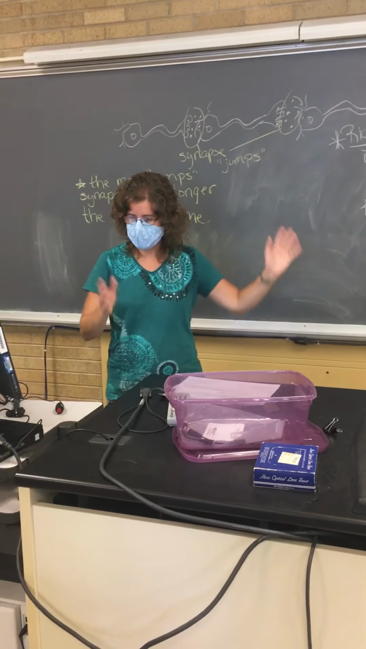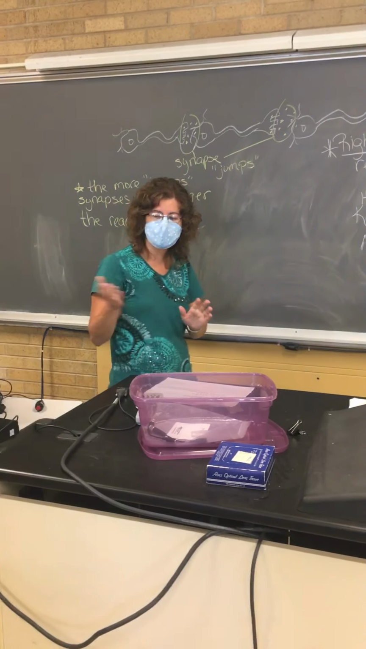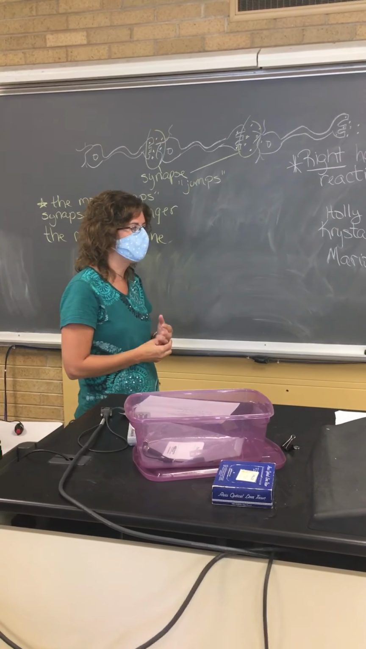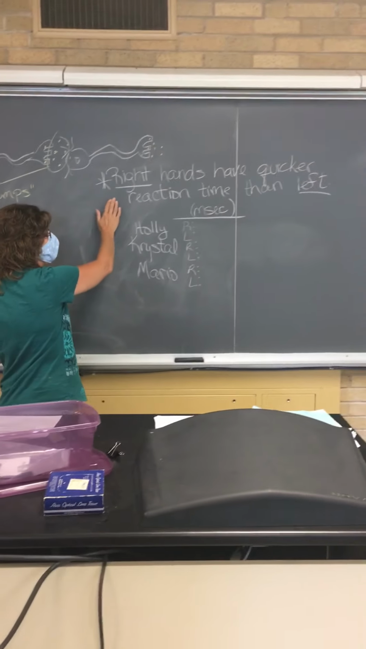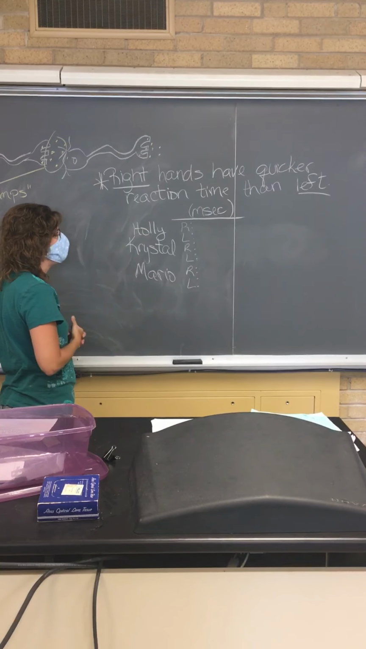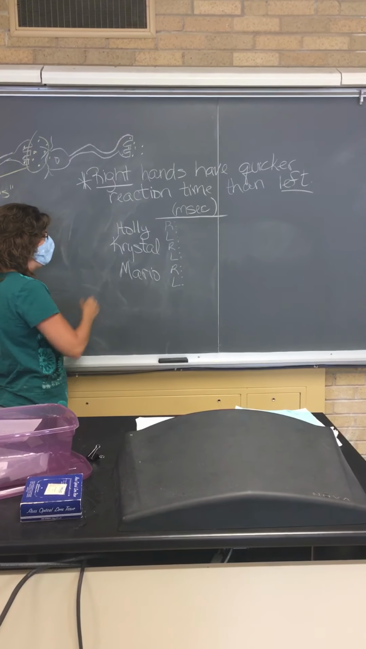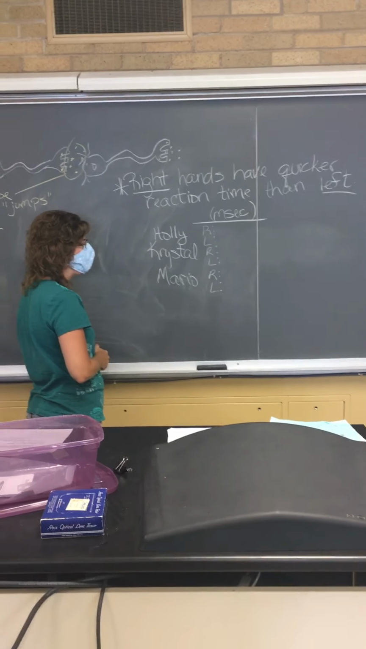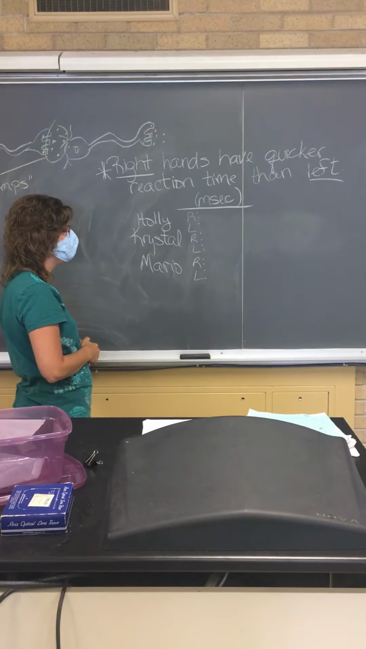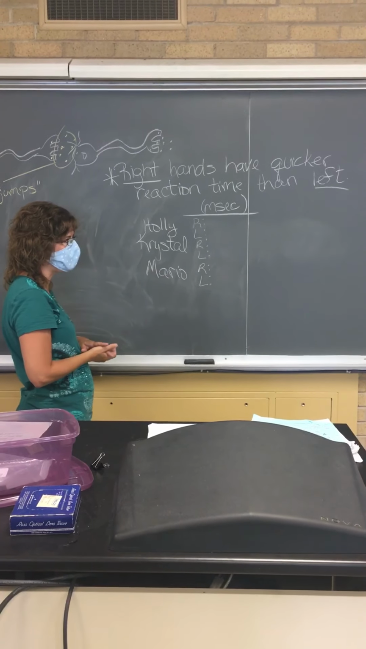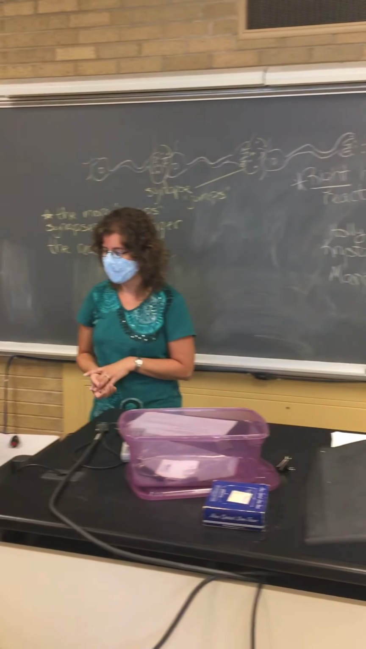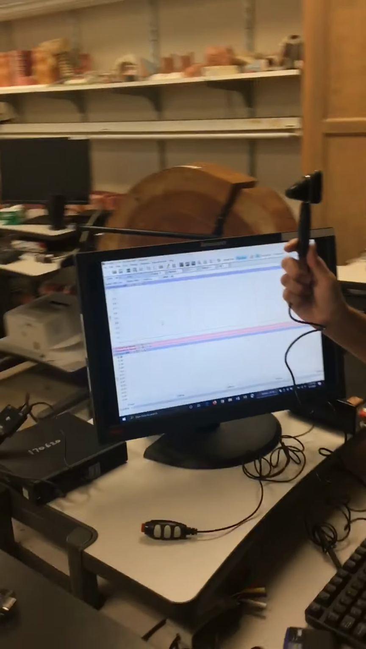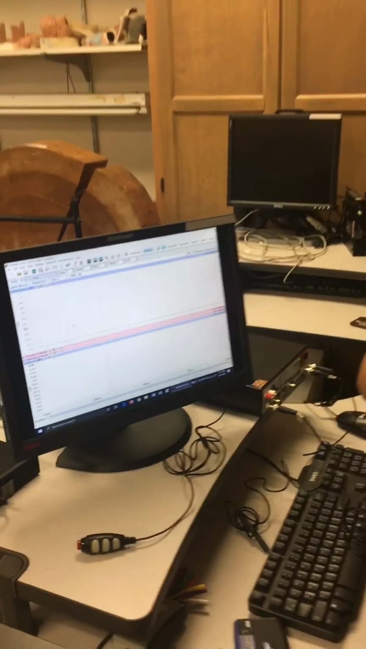So the lab today, the one that I want you to focus on with your worksheet, is this one right here. We're going to see if the right hand has a quicker reaction time than the left hand. The subjects in this case, myself, Crystal, and Mario, are all going to take one turn, and we're going to use the same setup that we did last time. Mario's going to come over here and record me a little bit closer, and I'm going to let Crystal take the hammer, and she's going to touch me on the back.